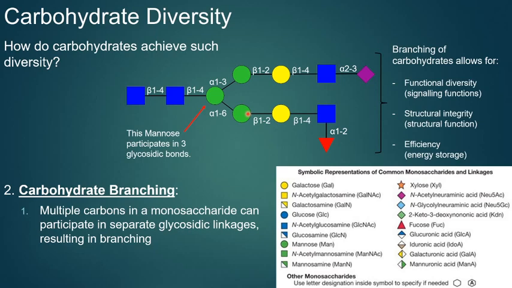You can't have an amino acid that is participating in 3+ peptide bonds. It just doesn't happen. And you don't have an alpha peptide bond and a beta peptide bond. That doesn't make sense. But we do definitely see that when we look at carbohydrates.